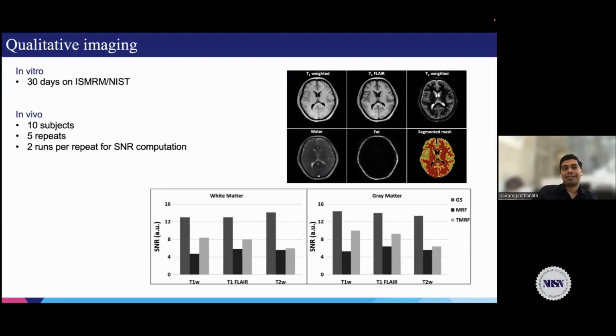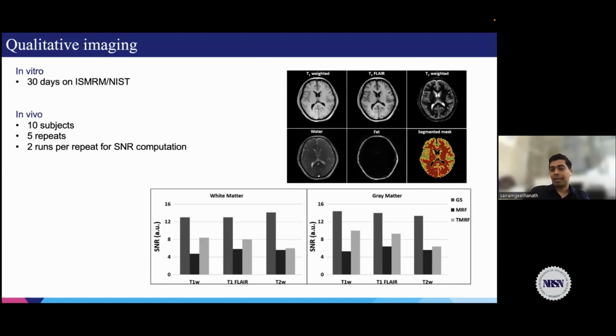Similar to our multi-site study, we also performed an in vitro on the ISMRM list phantom. On the in vivo, we had 10 subjects. We repeated each subject 5 times, and each repeat had to have 2 runs so that you could compute the SNR as a subtraction between two. So in all, it was about 100 data sets, which is 10 times 5 times 2.